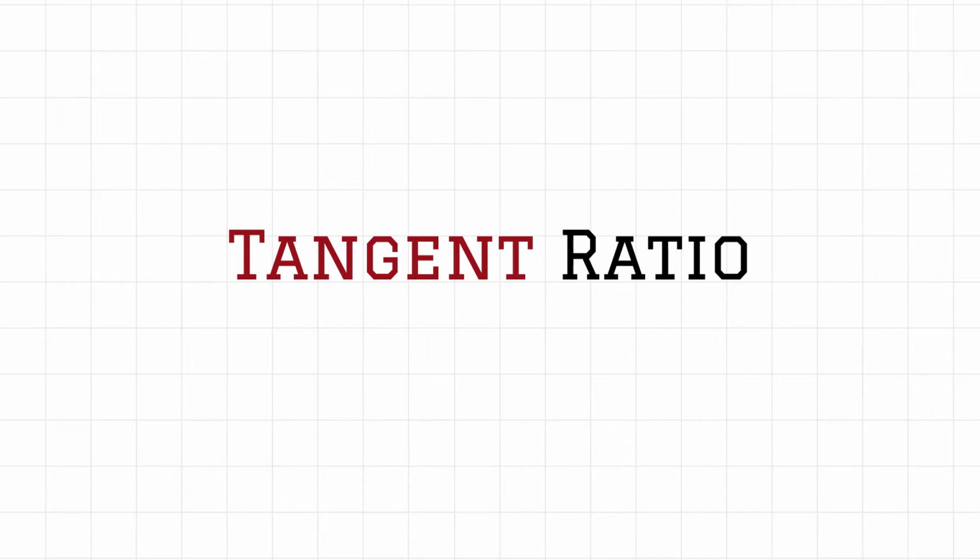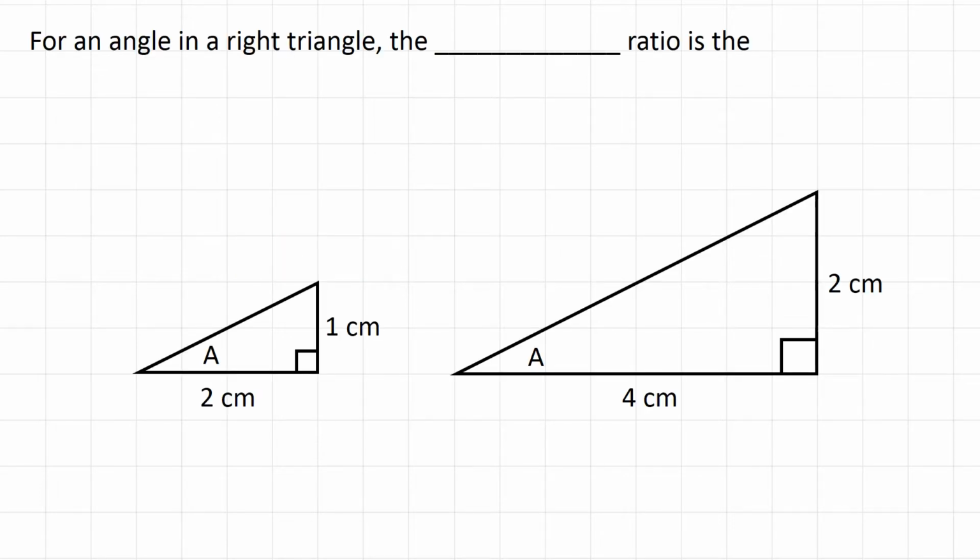Let's talk about our first trigonometric ratio, the tangent ratio. For some given angle in a right triangle, the tangent ratio is the opposite side divided by the adjacent side.